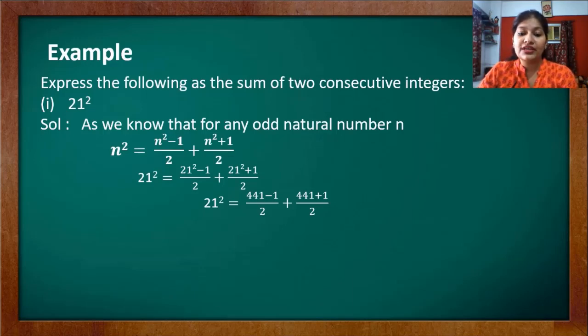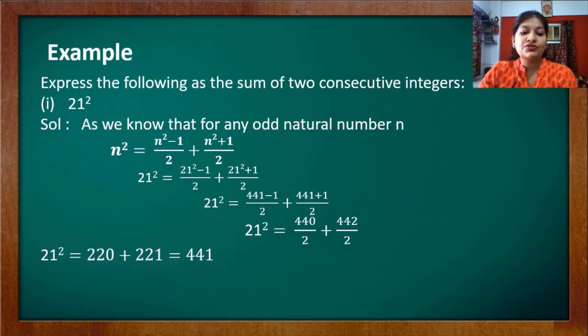Put the values over here. Now simplify, what will you get? 440 by 2, 442 by 2. Both the numbers are completely divisible by 2. So ultimately you will get 220 plus 221. When you add these two consecutive numbers, you will get the square of the odd number. What is the odd number? 21, and the square is 441.